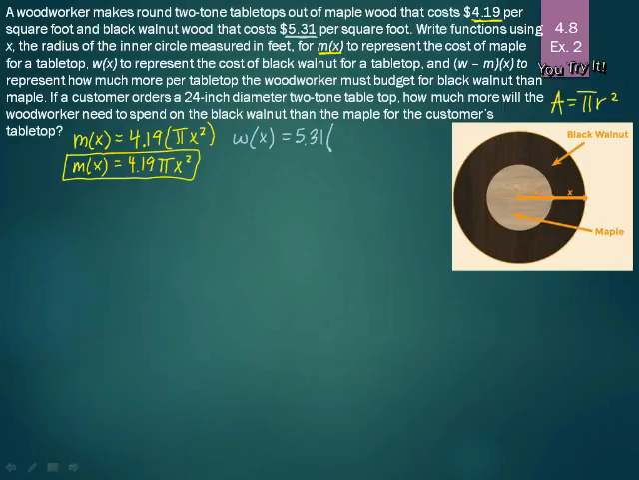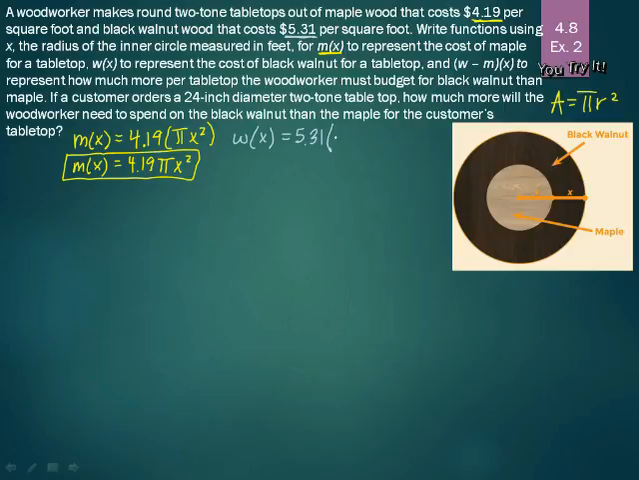And then notice the black walnut one's a little bit trickier because it's a ring. It's not the entire circle. So it's basically the big circle, but then we need to somehow get rid of this small part. Well, we can just subtract out the area of the maple part. And so basically it'll be the area of the big circle minus the area of the smaller circle, and that will give us just the walnut part.